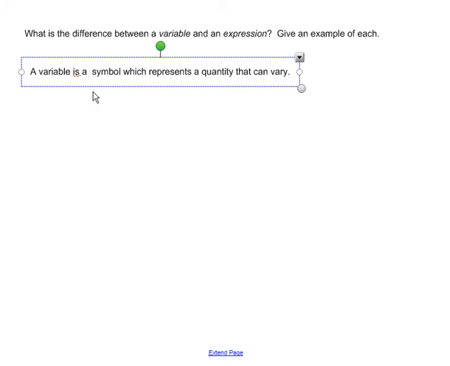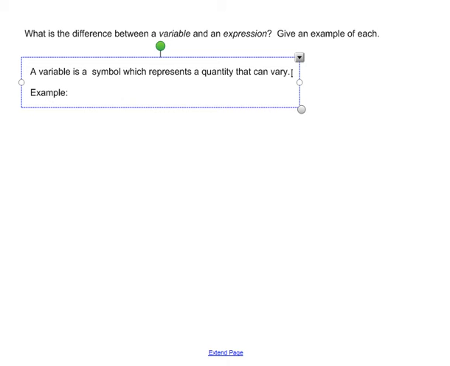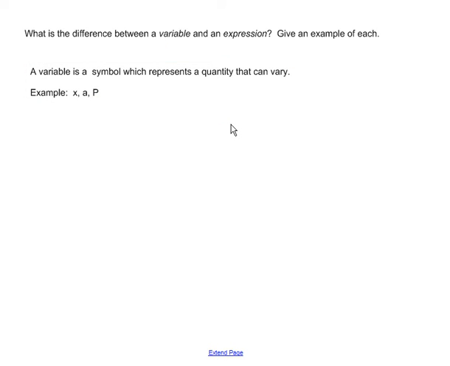It's standing in for a number that we don't know, or a number that can change from problem to problem. And we've seen lots and lots of examples of that. If we're thinking of examples of a variable, an example could be x. Why would that be a value that could vary? Well, maybe it's just a number that I don't know. We could also use the letter A, we could use capital letter P, we could use any letter as a symbol to represent a quantity that can vary. Okay, so that's the idea of a variable.